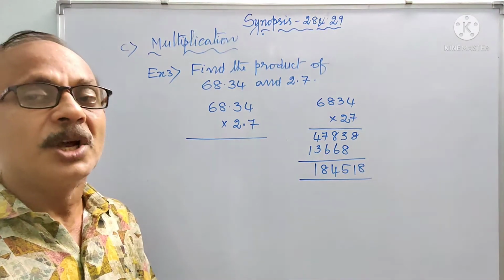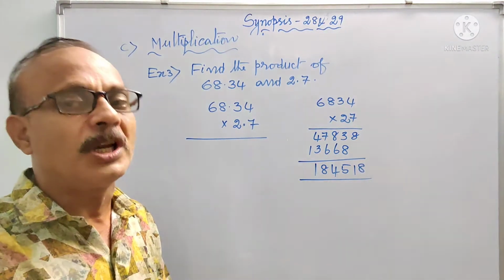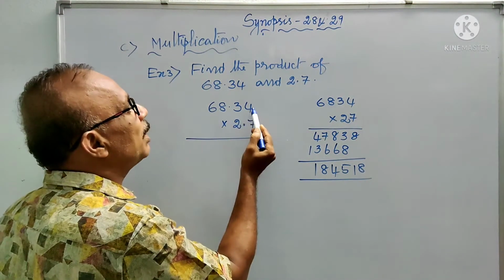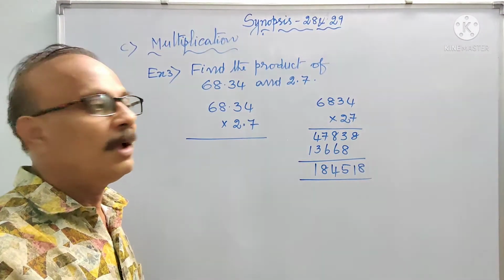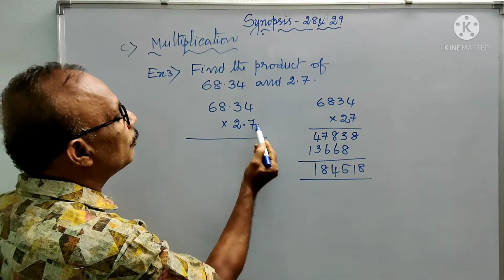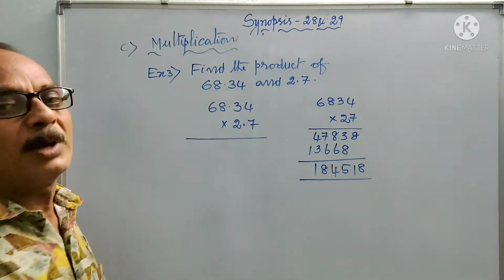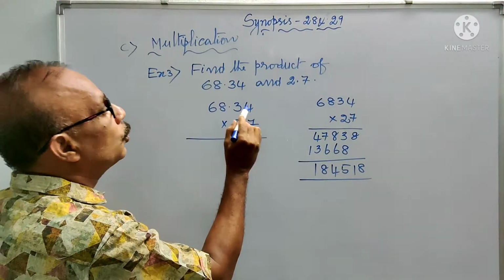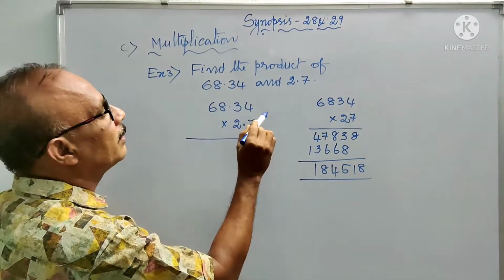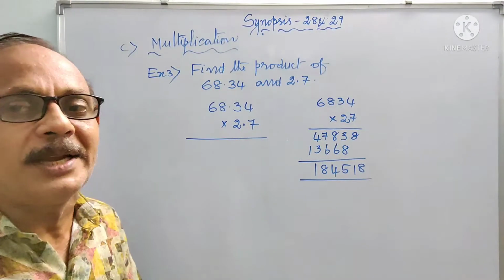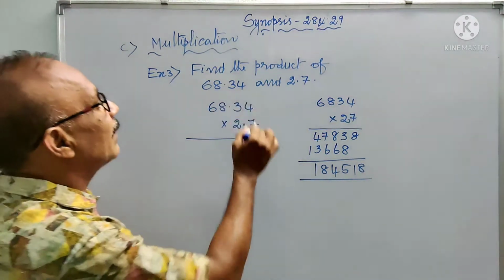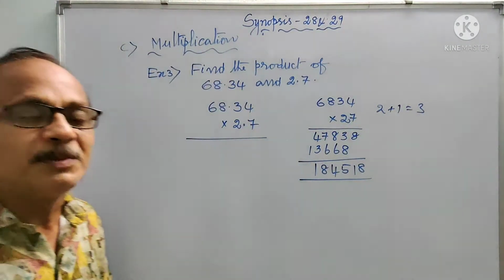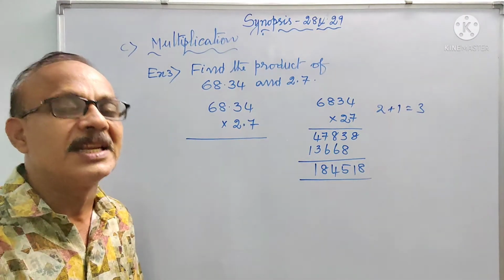Now what you have to do is to decide after how many digits you have to keep a point. Here see, in the first number we have a decimal point after 2 digits, whereas in the second number, after 1 digit you have a decimal point. Once again, in the first number we have 2 digits after the decimal point, and we have 1 digit after the decimal point in the second number. So 2 plus 1, 3. Therefore, you have to keep a decimal point after 3 digits in the product.